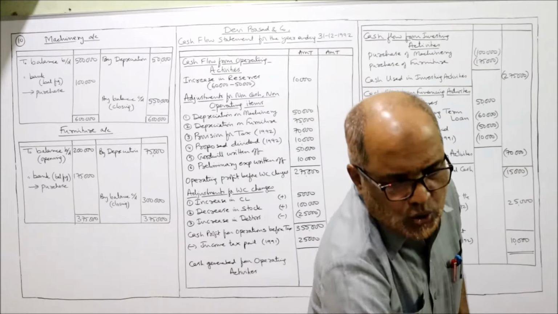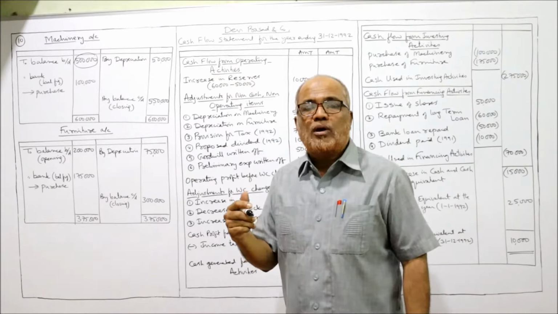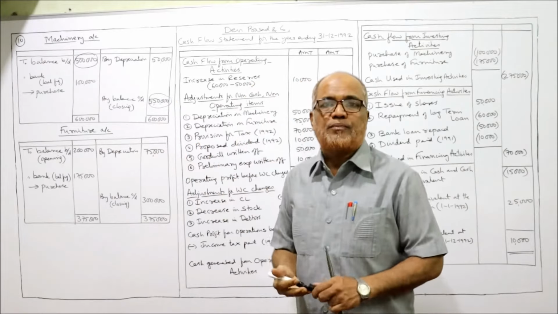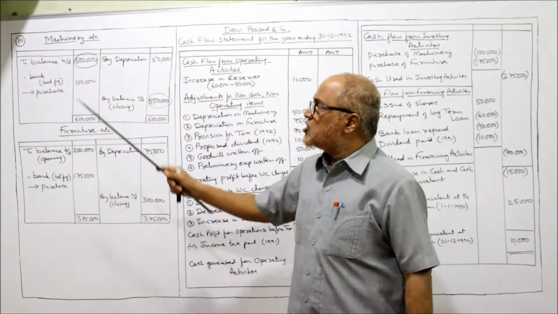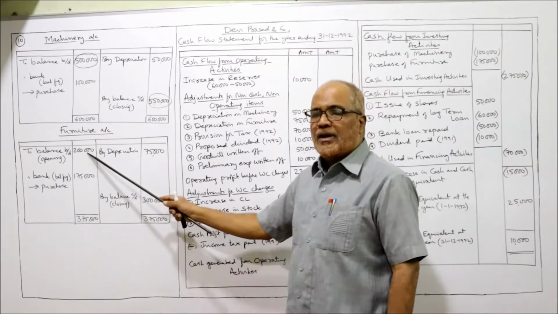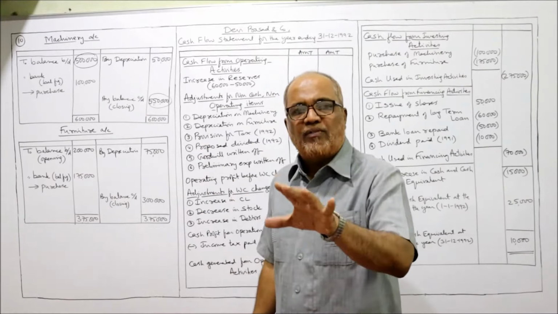Last year's machinery account shows 5 lakh rupees. This is the last year balance brought down, and the current year closing balance of machinery is 5,50,000 given in the balance sheet. Similarly, furniture last year 2 lakh, current year 3 lakh. So opening and closing balance of machinery and furniture we have noted. Now depreciation. In the additional information, machinery depreciation is 50,000, and furniture depreciation 75,000. Whatever information is given in the problem we have recorded.